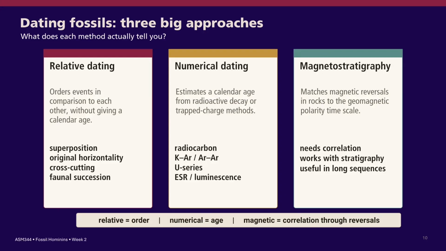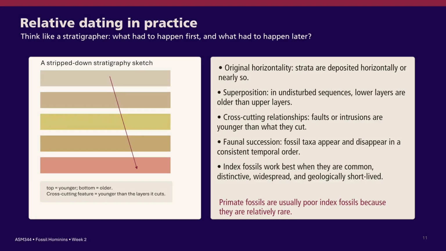For relative dating, in an undisturbed sedimentary sequence, lower layers are older than upper layers. If a fault or intrusion cuts through a set of rocks, the feature doing the cutting is younger than the rocks it cuts. Fossils can also help correlate layers across sites when the species involved have restricted time ranges. Hominins do not make good index fossils.